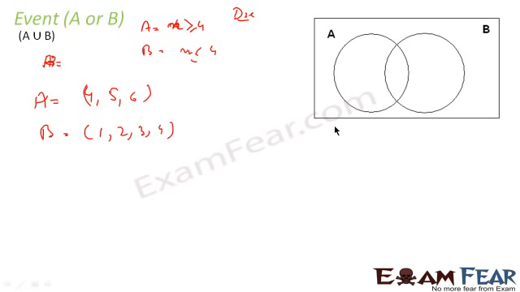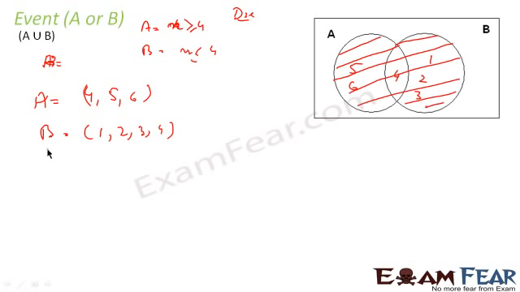Let's put this in a Venn diagram. A is equal to 4, 5, 6, and B is equal to 1, 2, 3, 4. Now we are talking about A or B. We are talking about the whole thing which A and B have. So this denotes A or B. A or B in our case will be 1, 2, 3, 4, 5, 6, the whole set.